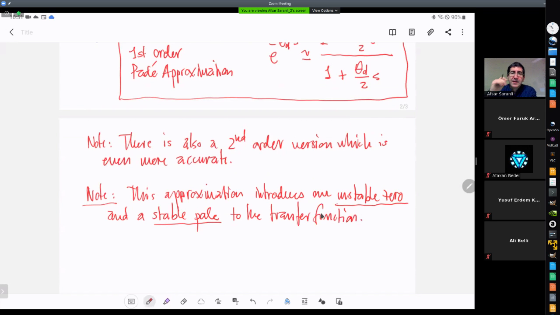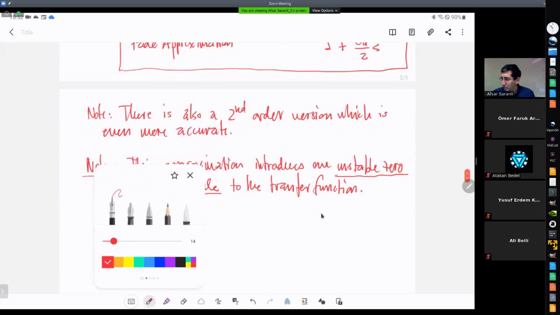So that's not a property of the approximation itself. It is the property when it's used as part of our transfer function. Okay, within the context of system theory, feedback systems, if we use this approximation as part of the transfer function, we introduce an unstable zero and a stable pole to the system representation.